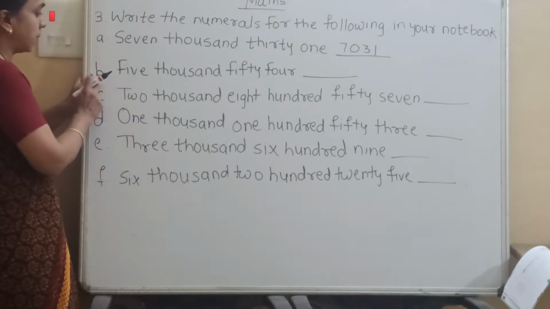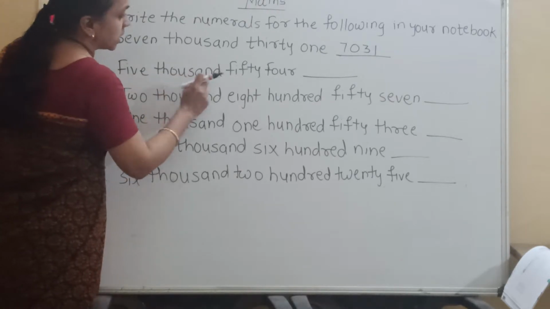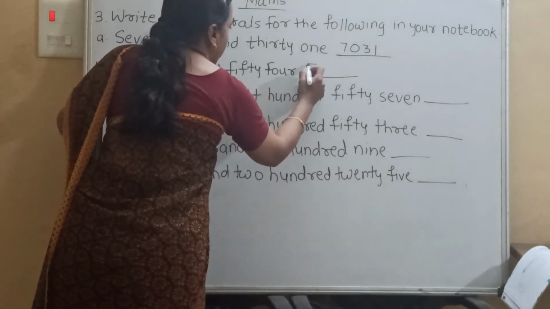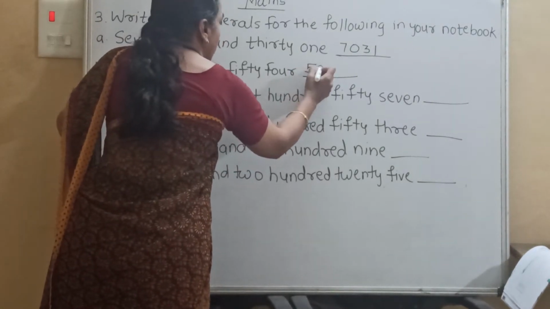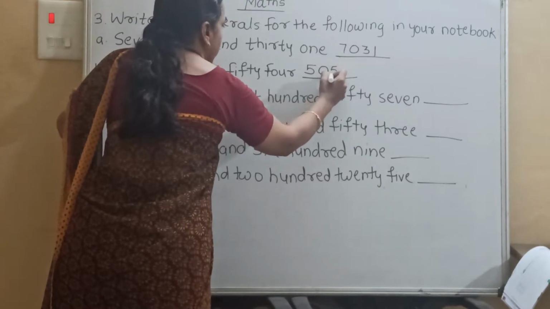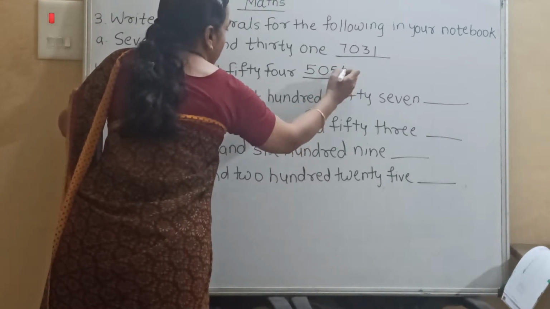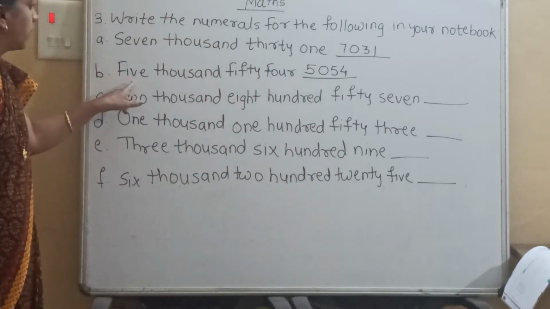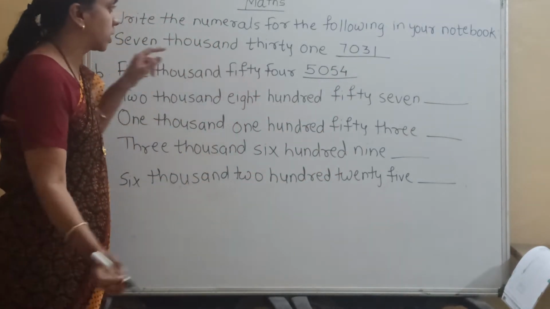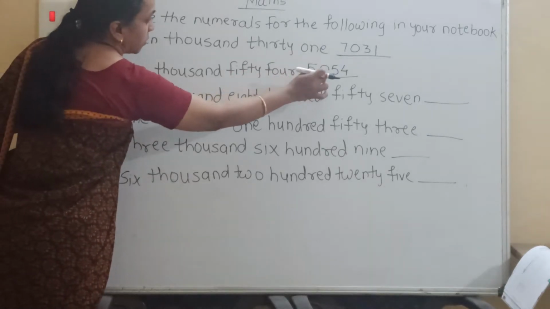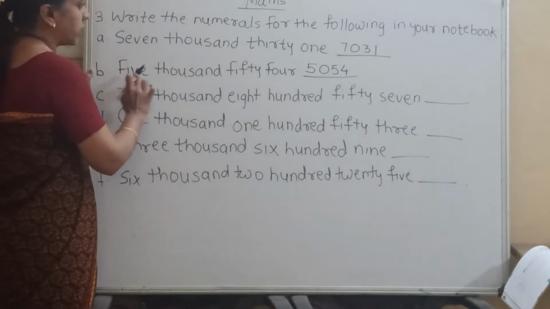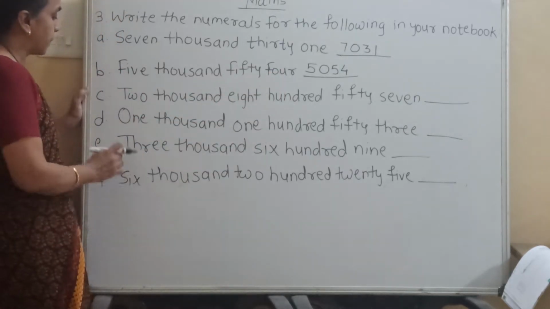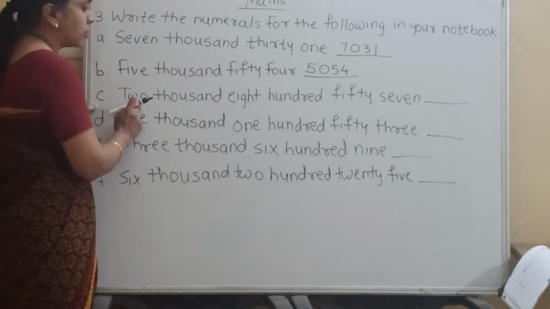Okay, then see B question. 5054. What do we have to write here? 5054. Remember to write down this 0, because only 5000 is given and no hundreds. That's why we have to write 0 here. So read this number. 5054.